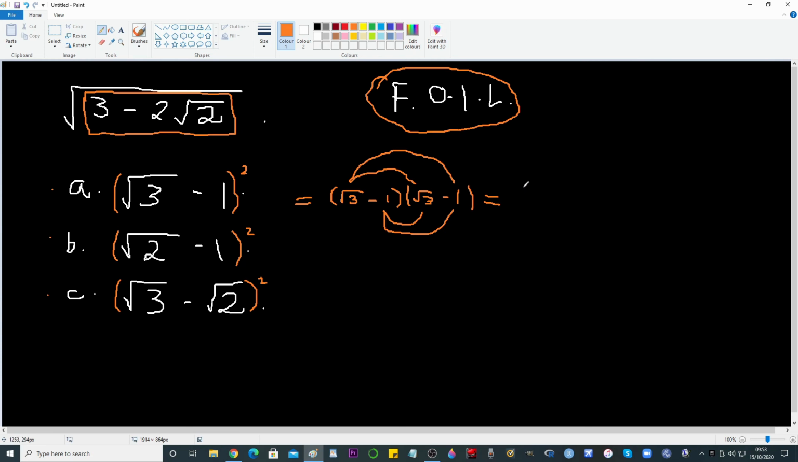Root 3 times root 3 is 3. Now this is going to be minus root 3 minus root 3, so I'm just going to jump. So it's going to be minus 2 root 3. And then it's going to be plus 1, because it's minus 1 times minus 1.